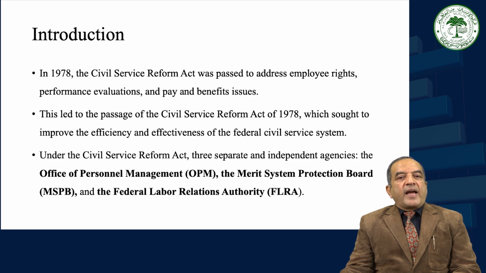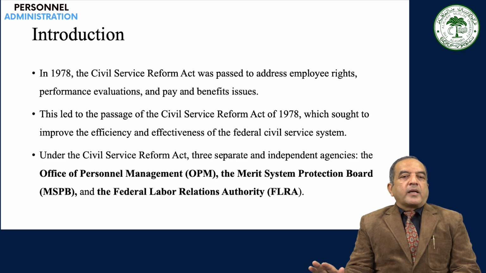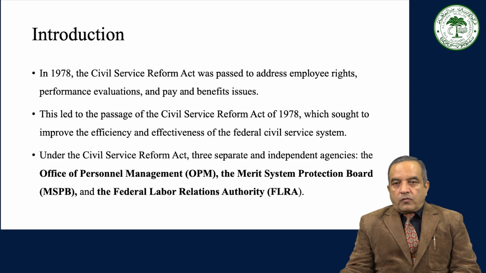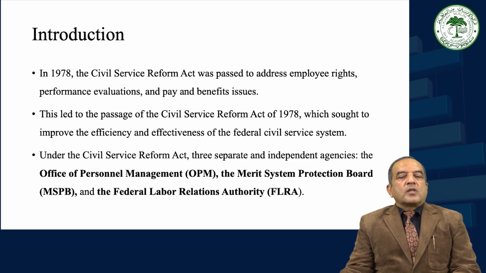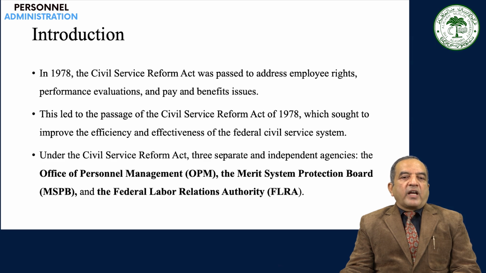Under the Civil Service Reform Act, the three-member bipartisan United States Civil Service Commission, which had existed since the adoption of the Pendleton Act, was abolished. It was replaced with three separate independent agencies, whereas earlier one agency was doing all the activities related to public service work. This commission was abolished and replaced with the Office of Personnel Management, OPM, the Merit Systems Protection Board, MSPB, and the Federal Labor Relations Authority, FLRA.